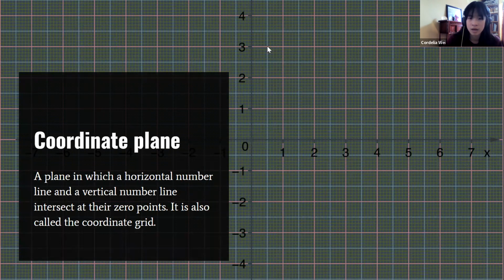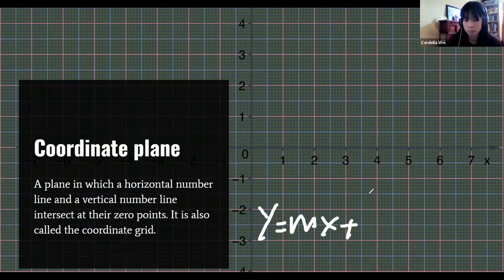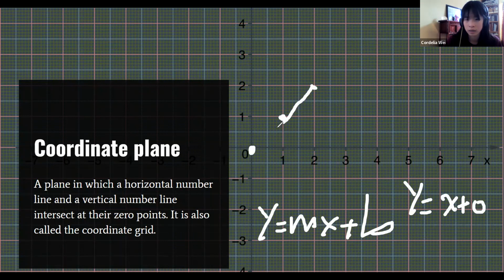Say like y equals mx plus b. Say if it were y equals x plus 0, then the line would be here, here, and here, going on forever and forever. So you would place those on a coordinate grid.